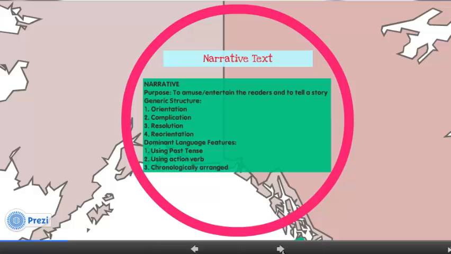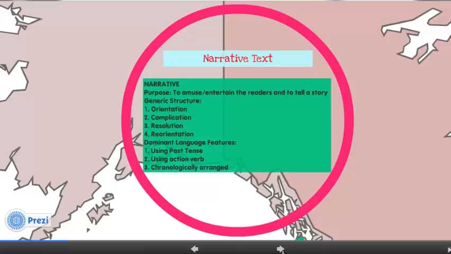Narrative text has generic structure. The first is orientation, the second is complication, the third is resolution, and the last is reorientation. Let me explain one by one. The first is orientation. Orientation is the introduction of the story and the characters and also the place and the time. The second is complication.